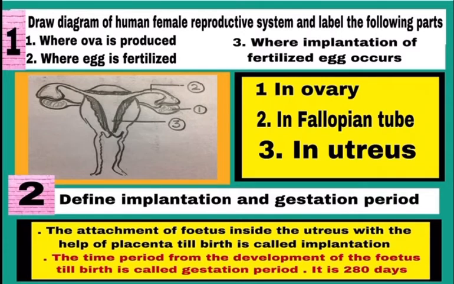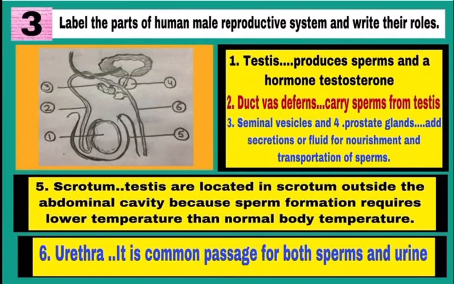What is the gestation period? It is the time period from the development of the fetus till birth, which is called the gestation period. It is 280 days or you can say 9 months. Clear? Question 3. Label the parts of the human male reproductive system and write their roles.